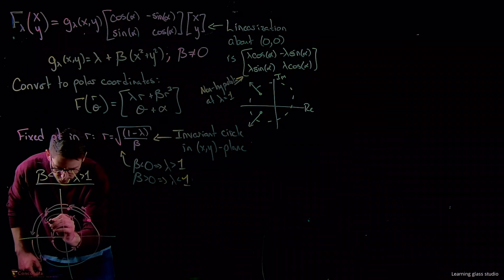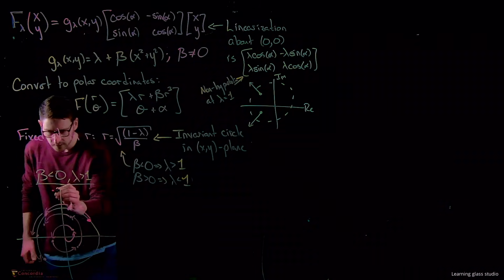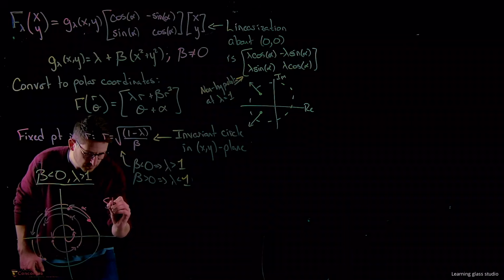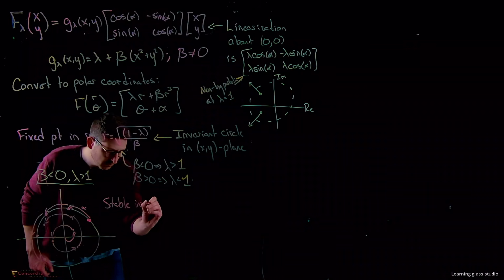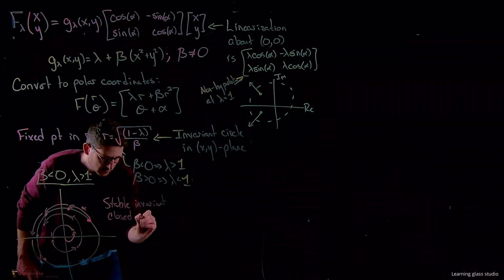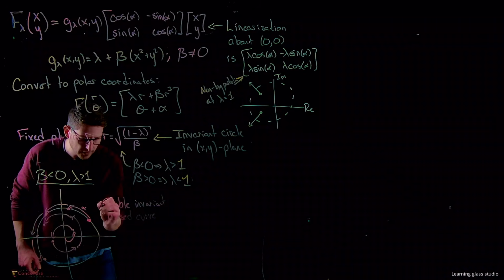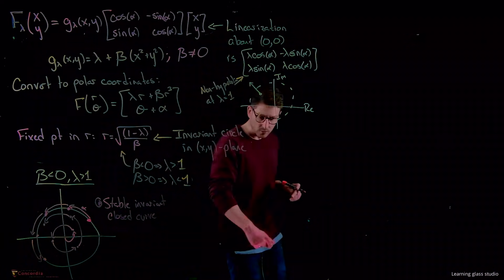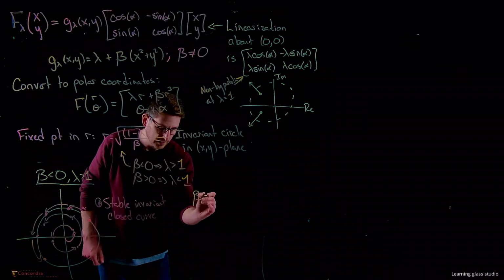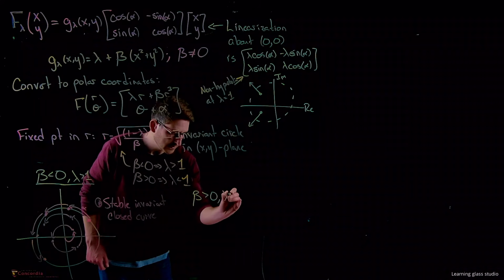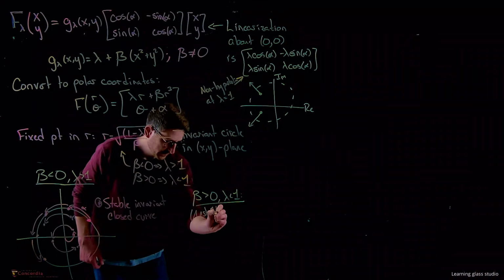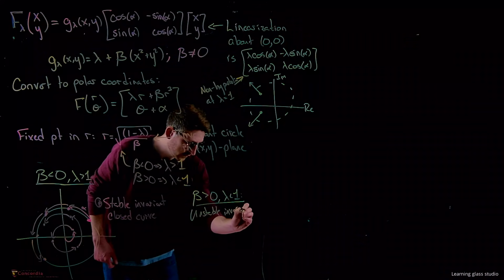So it's a little bit harder to draw in discrete time, but effectively you get a stable invariant curve, invariant closed curve actually. In my case, it's a perfect circle, but in other cases, it's diffeomorphic to a circle. And in the other situation, when beta is greater than 0 and lambda is less than 1, you get an unstable invariant curve, invariant closed curve.